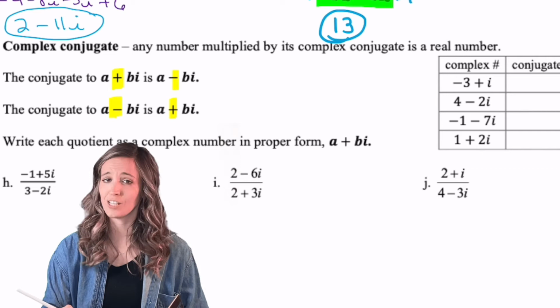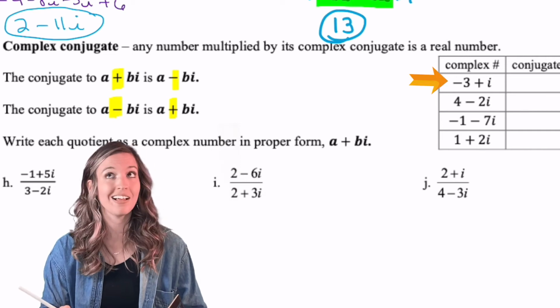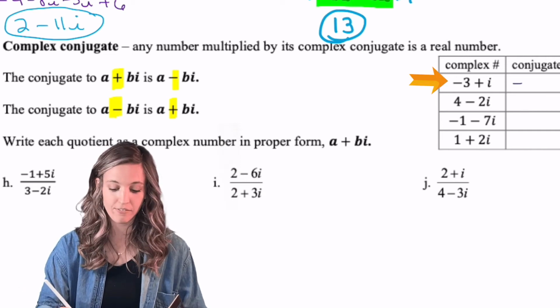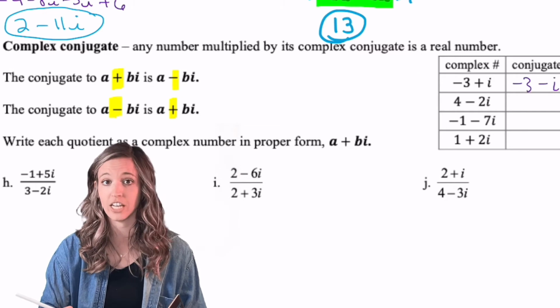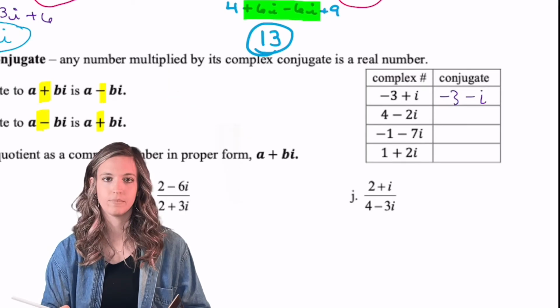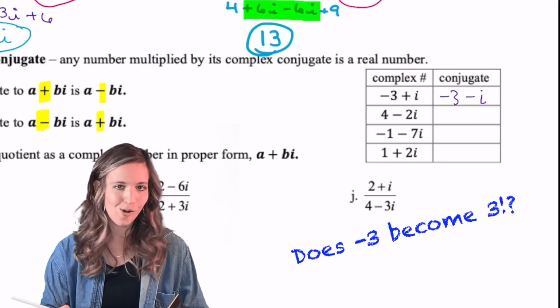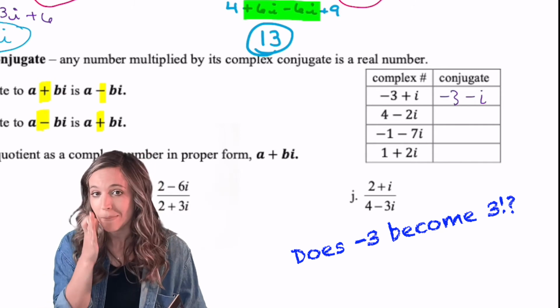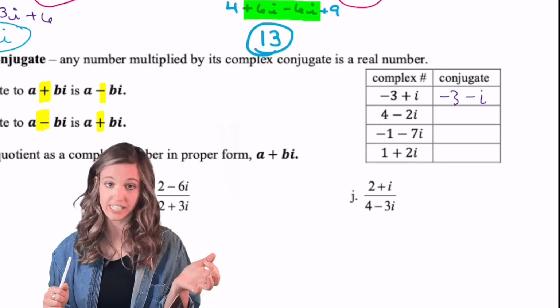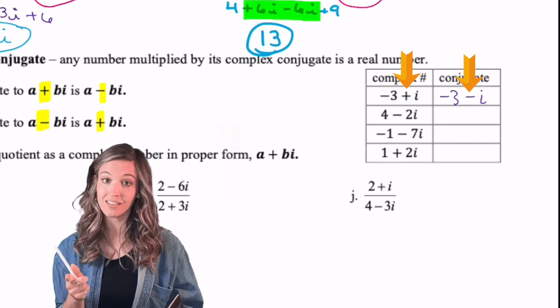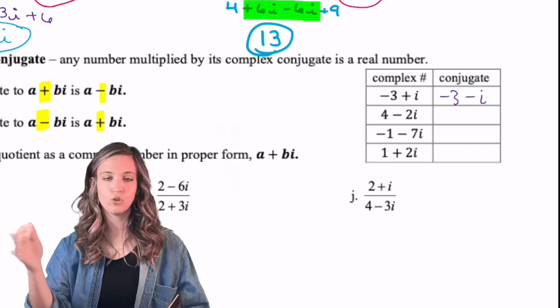So let's practice this. I'll do the first one. -3 plus i. Its conjugate would be -3 minus i. All I changed was the middle sign. Does -3 become 3? No, a conjugate is only that middle sign changing. So -3 stays -3. The plus in the middle changes to minus. You do the next 3.